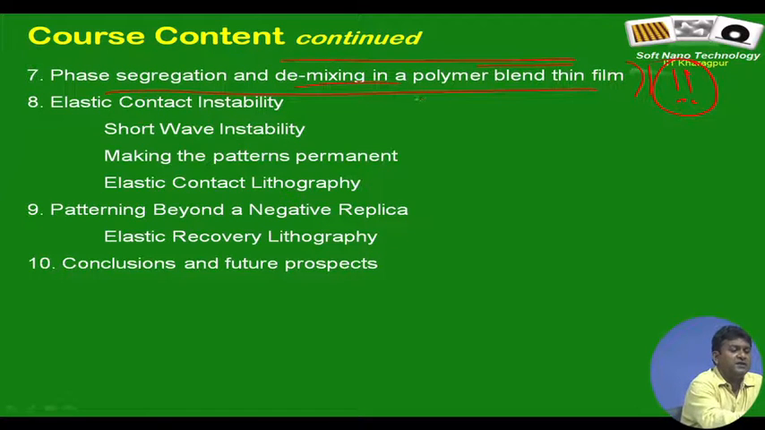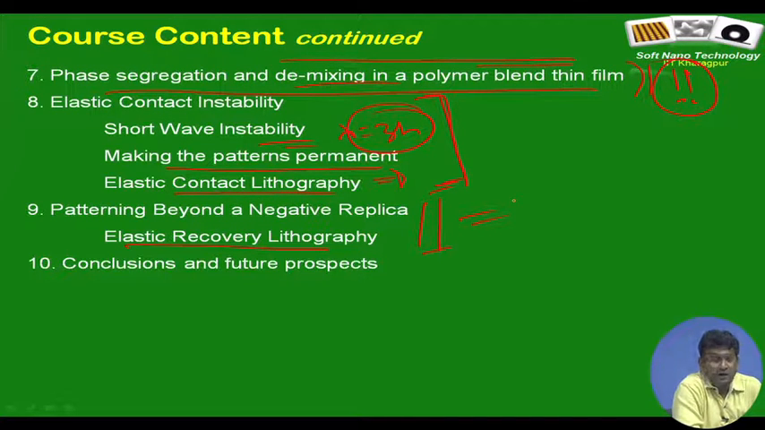And finally, in the last phase, we talked about the elastic contact instability, the short wave nature, lambda equal to 3h, and how the patterns are made permanent, and techniques like elastic contact lithography and elastic detachment lithography. While we were discussing soft lithography, we had talked about elastic recovery lithography and hydrogel based shrinking, and now elastic detachment lithography in this particular lecture. So, that concludes my course.